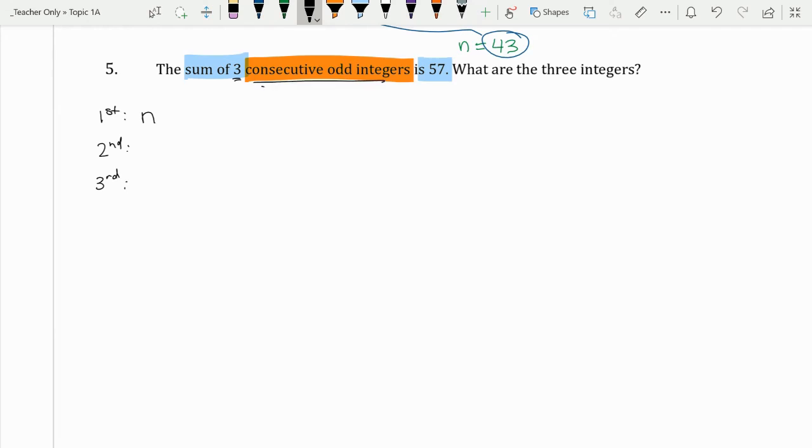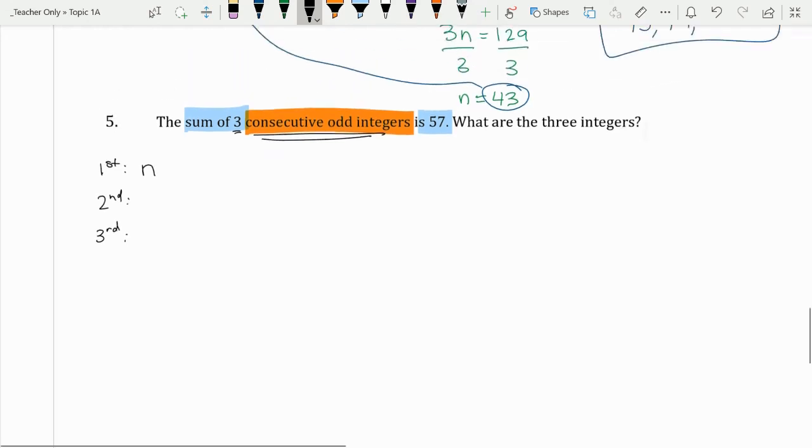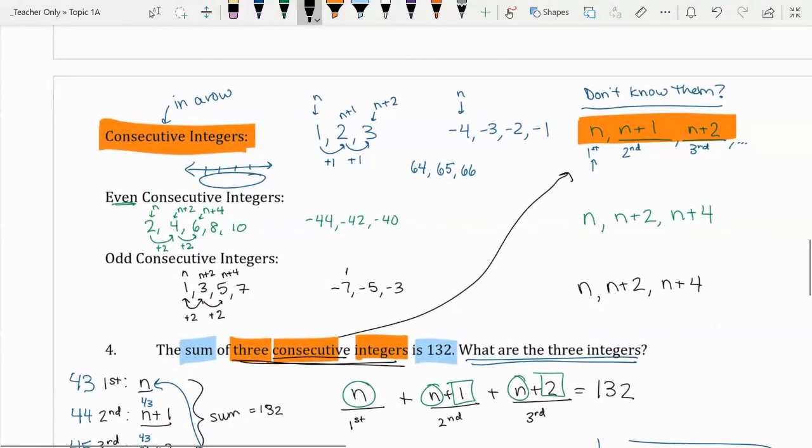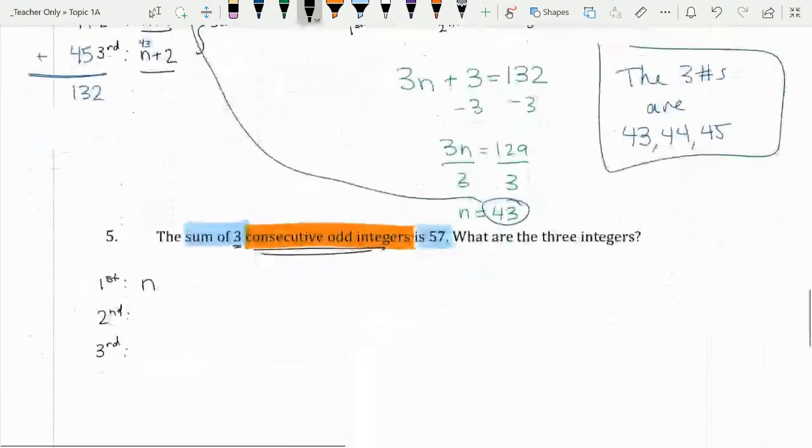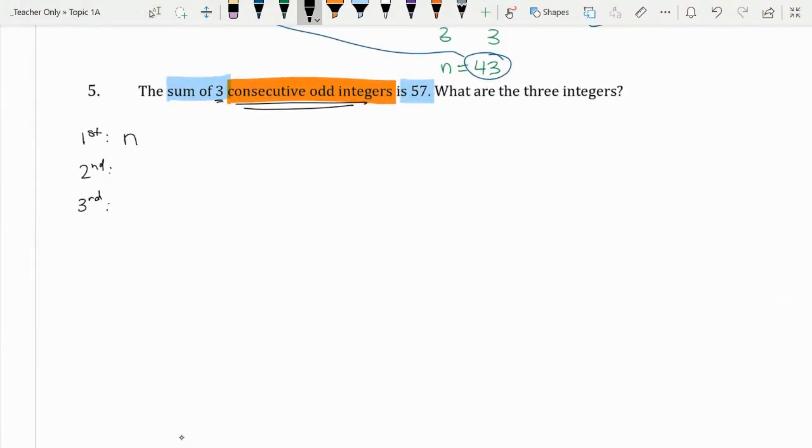And it says consecutive odd integers. So what I'm going to do is I'm going to go back in my notes. I'm going to see that odd consecutive integers are labeled as n, n plus 2, and n plus 4. I'm going to go back here and I'm going to label this as n plus 2 and n plus 4. So even though it says odd, we're still going to use plus 2 and plus 4. So what we're doing is we're saying the sum of these is 57.